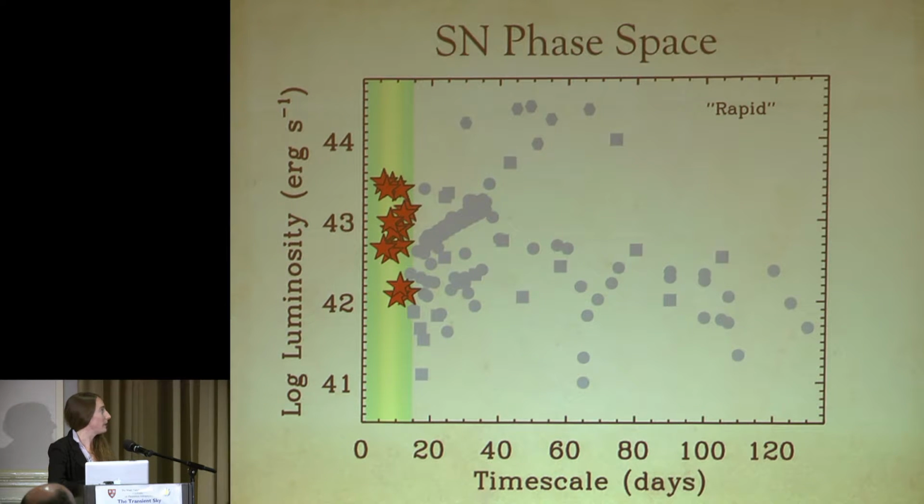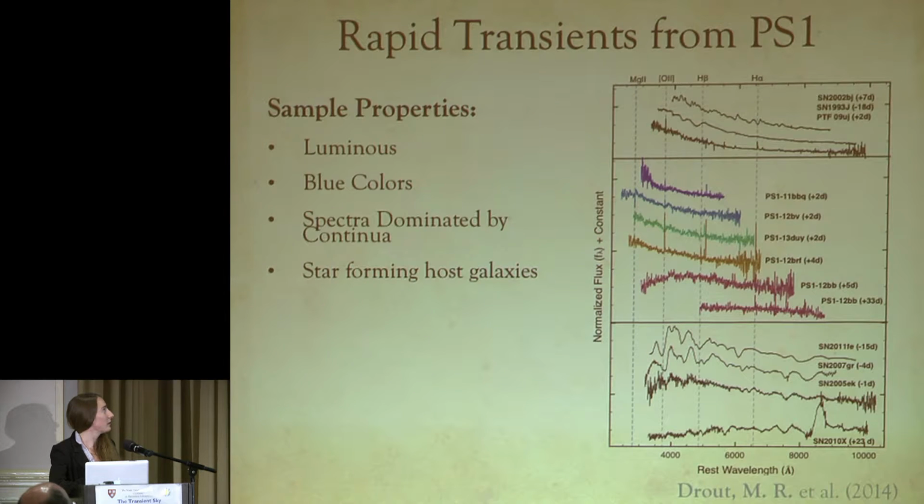You notice right away, it was these objects down here, which were some of the hydrogen-poor, rapidly declining supernovae that I told you about earlier. You can see right off the bat that many of these objects have much higher luminosities and are probably very different beasts. And indeed, that's true. For the sample we found in Pan-STARRS, they do show some variety, but many of them show a similar set of properties. Some of them are quite luminous. They have very blue colors.